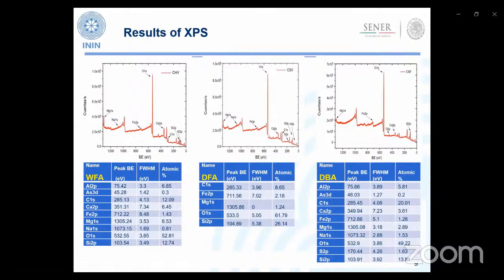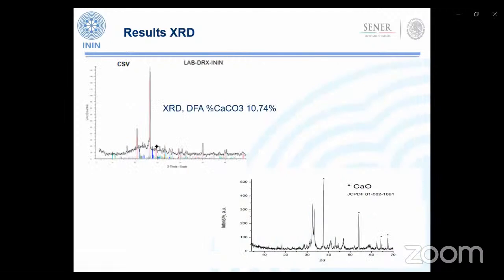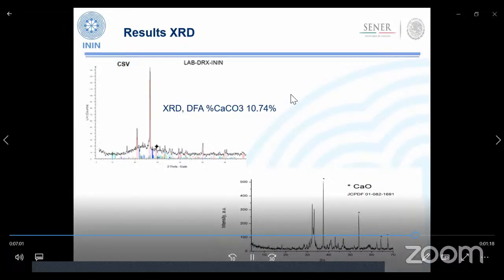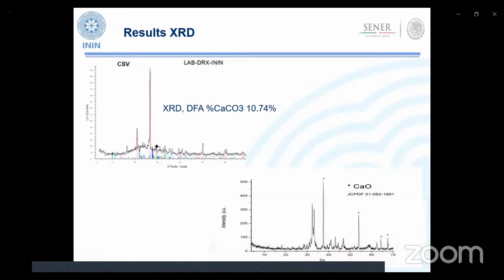In summary, the calcium carbonate compound is present in the ashes, as shown by the X-ray diffraction and EDS studies, assuming that the crystalline structure of this compound is taken, and X-ray photoelectron spectroscopy proves that it is still present on the surface and in the ashes there are no calcium carbonate variations. The X-ray diffraction patterns correspond to dry fly ashes from the Petacalco plant, predominantly calcium oxide.